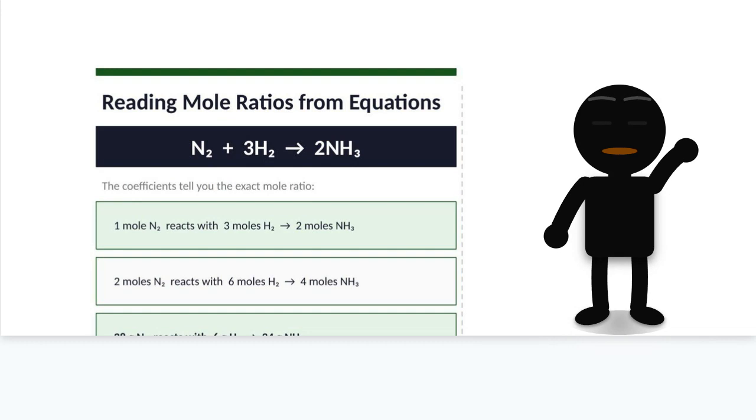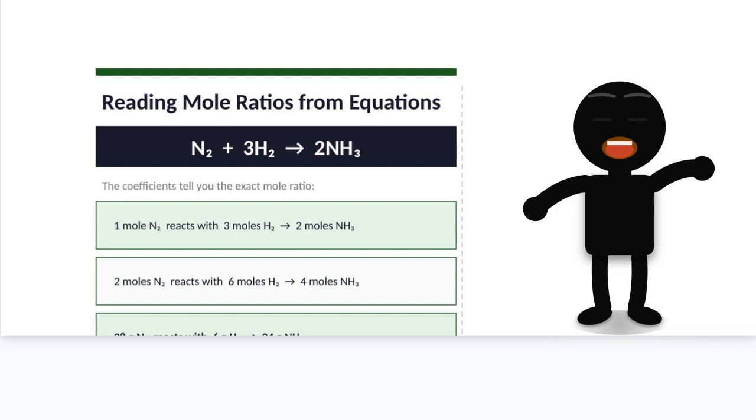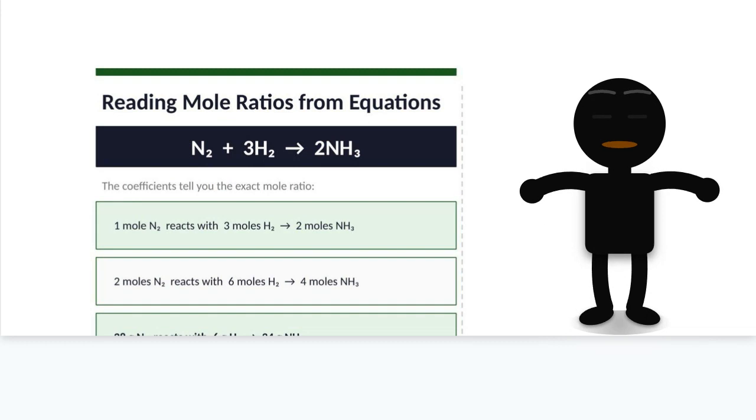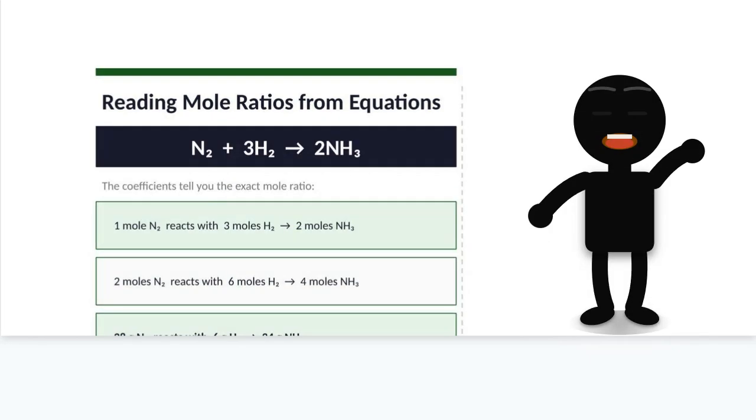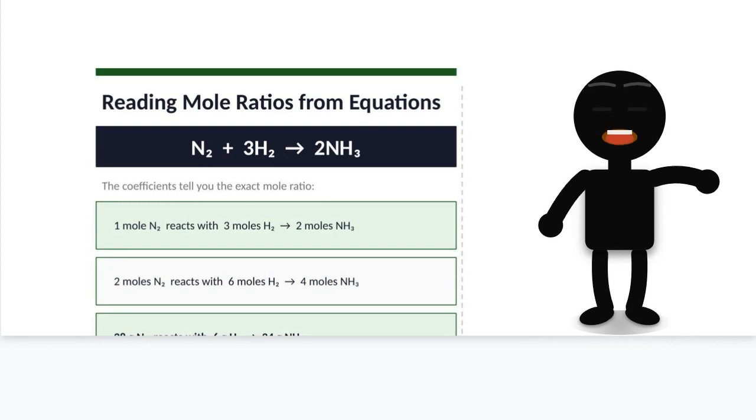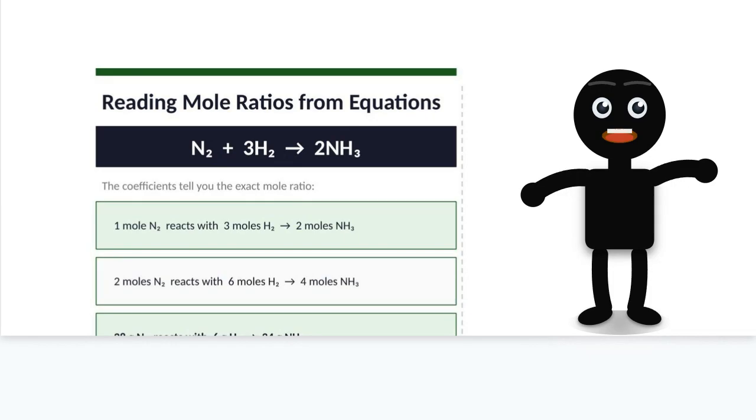You can also convert to grams. Nitrogen has molar mass 28 grams per mole. Hydrogen is 2 grams per mole, so 3 moles is 6 grams. Ammonia is 17 grams per mole, so 2 moles is 34 grams. Notice that 28 plus 6 equals 34, mass is perfectly conserved. This is the core skill of stoichiometry, use the mole ratio from the balanced equation to convert between any substances in the reaction.